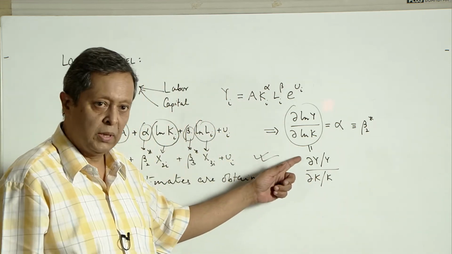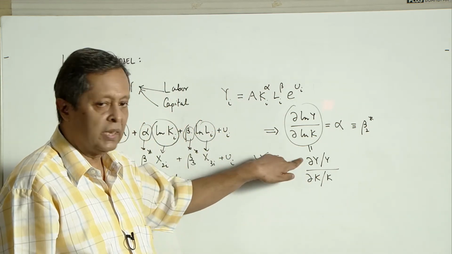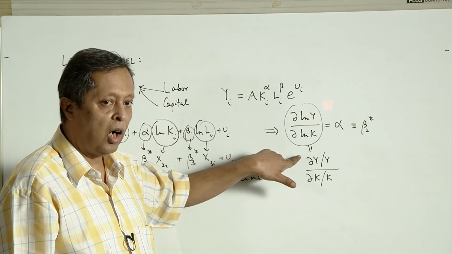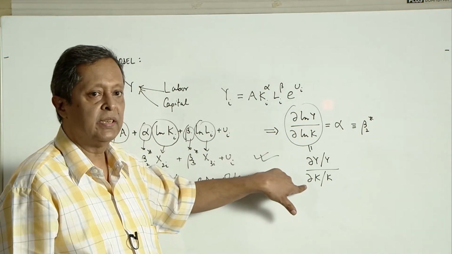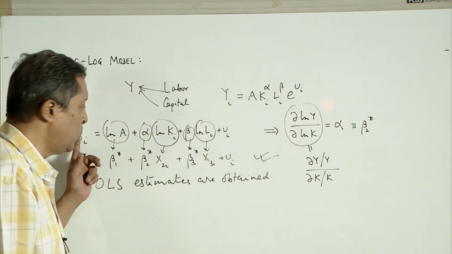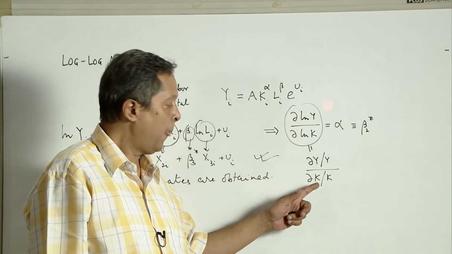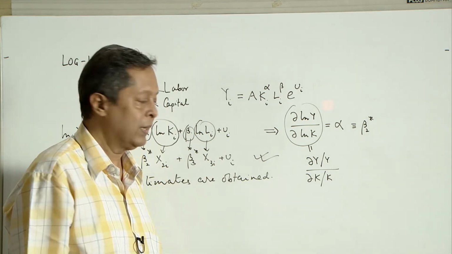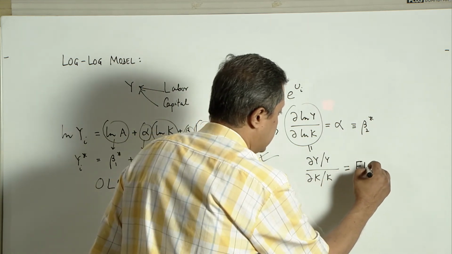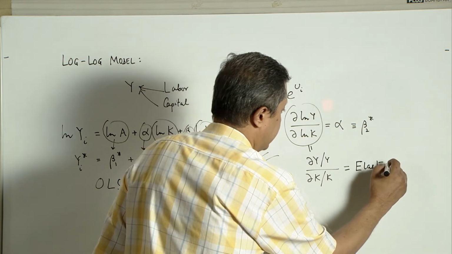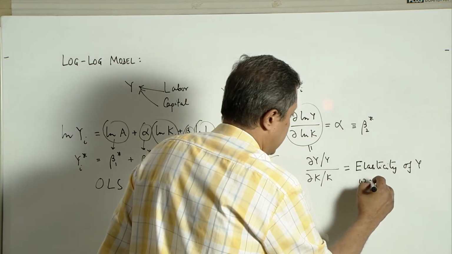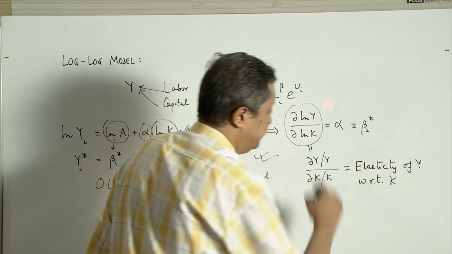And if you multiply the numerator and the denominator each by 100, then the ratio is percentage change in output divided by percentage change in input. So, this is basically the percentage change in output arising out of 1% change in capital input, and this has a very special significance. It is called the elasticity of y with respect to k.